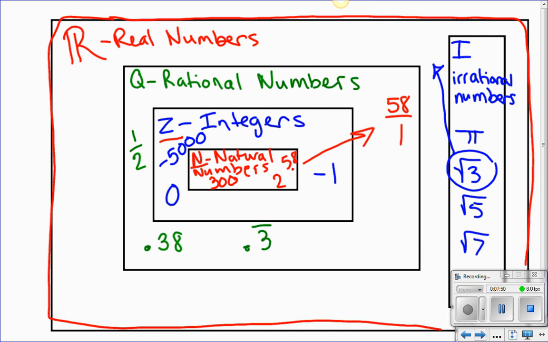0.3 repeating is a rational number because we can write it as 1/3. And it is also a real number. Okay, so hopefully you can see the smaller the box, the more it applies. So natural numbers are integers. Integers are rational numbers. Rational numbers are real numbers.